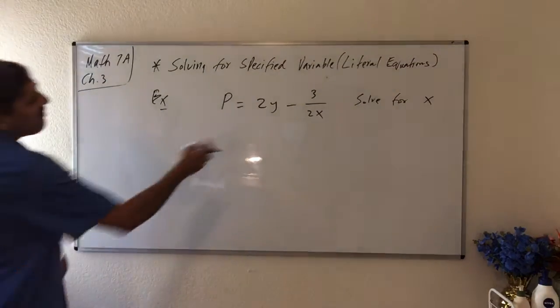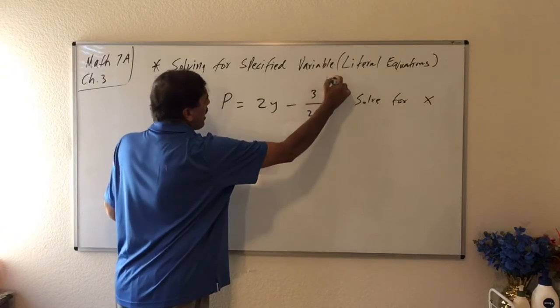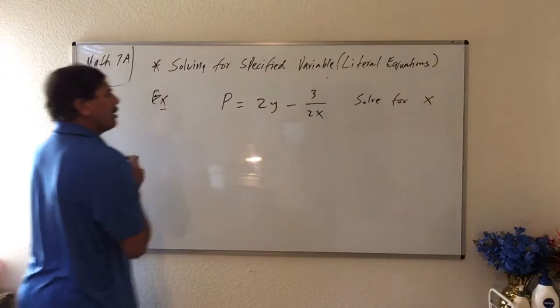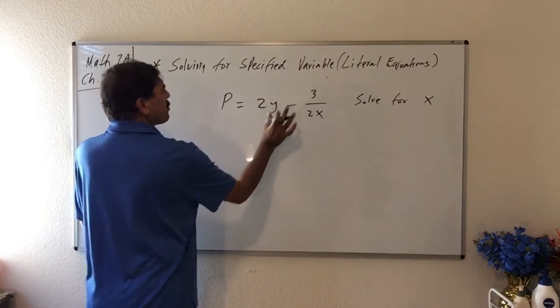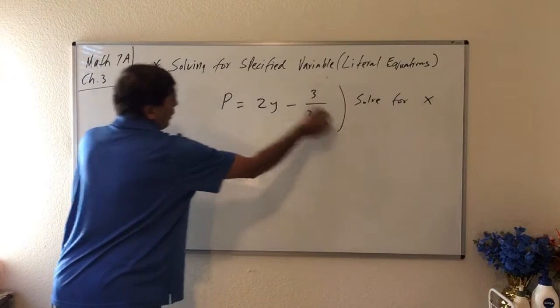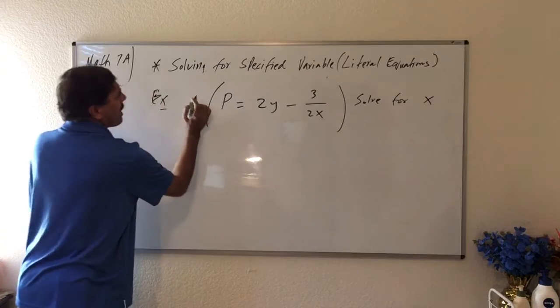Now we have fractions here. The denominator here is 2x. So the first thing we do is, this one can be a little more complicated, so I'm trying to get you an easy one. Multiply everything by 2x.